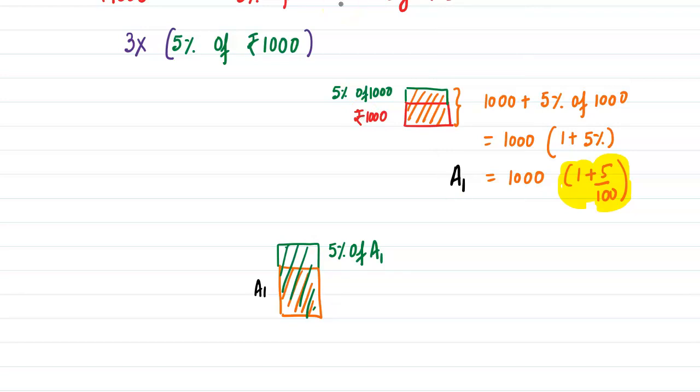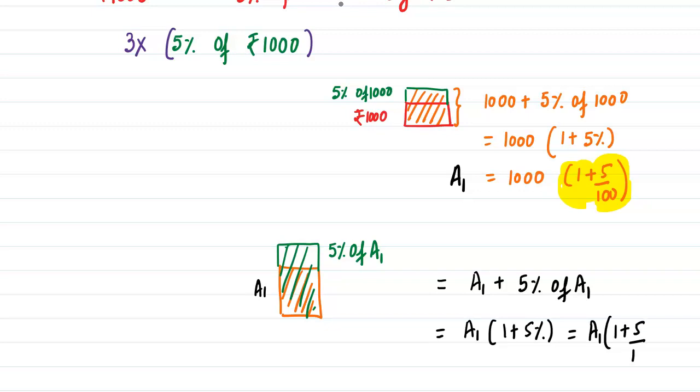Can we say that after 2 years you have A1 plus 5% of A1? That means you have A1 times 1 plus 5%, which can be written as A1 times 1 plus 5 by 100. Again, you see whatever money you had at the end of 1 year, it increased by a factor of 1 plus 5 by 100.